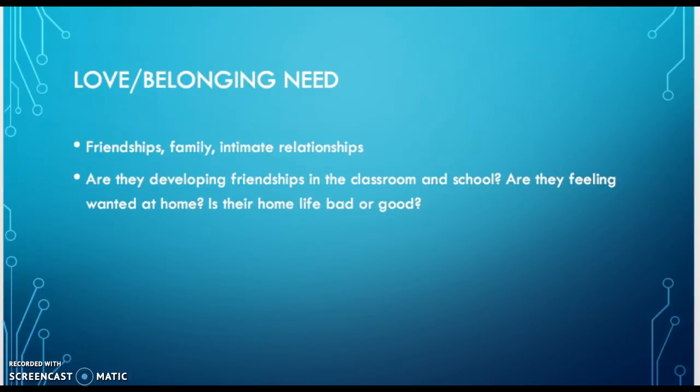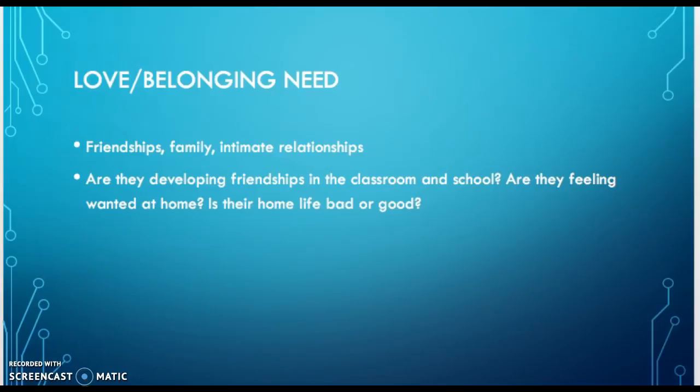And so then here's the third level, third step, which is love and belonging needs. And so this is those friendships, family, or intimate relationships. But in a classroom, I'm more worried about the students. Are they developing friendships? Or as a teacher, am I seeing them sit by themselves? They're not involved. We want to make sure they're involved, that they're making friends in the class, they're making friends in the grade.